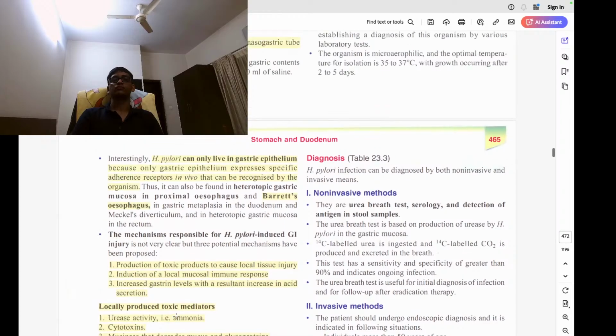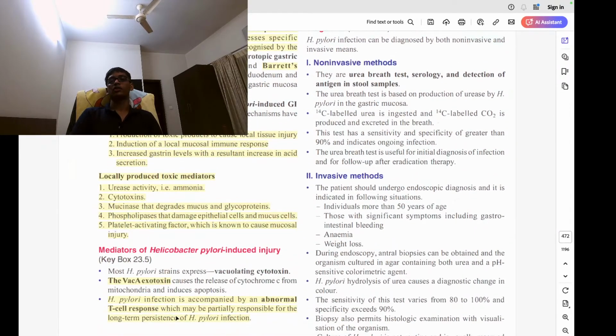So then, diagnosis. H. pylori infection can be diagnosed by both non-invasive and invasive methods. Non-invasive methods: you have urea breath test, serology, and detection of antigen in the stool samples. The urea breath test is based on production of urease by H. pylori in the gastric mucosa. C14 labeled urea is ingested, and C14 labeled CO2 is produced and excreted in the breath. This test has a sensitivity and specificity of greater than 90% and indicates ongoing infection.